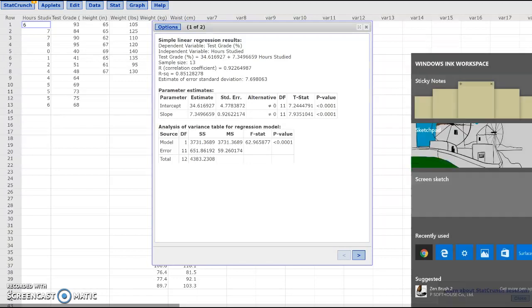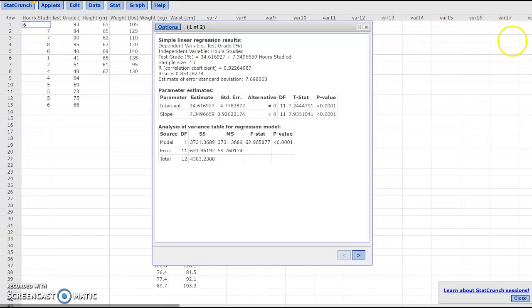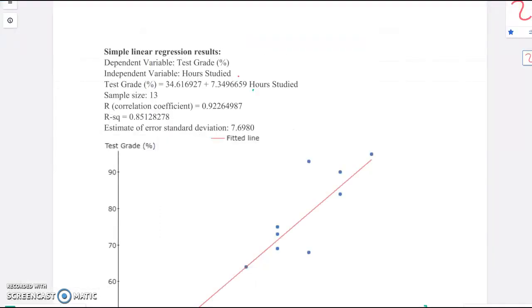You don't really need any of this stuff. This you don't need just yet. What you do need to know is all of this. The dependent variable is usually what we call my y value, because it depends on something. What does it depend on? Well, it depends on the x value, my independent variable, the hours studied. That's my x value.